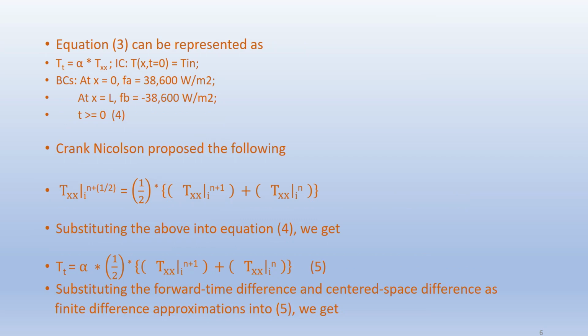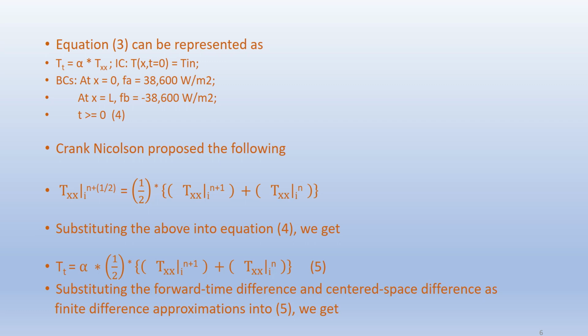Equation 3 can be represented as Tt equals alpha times Txx. Initial condition: T at x, t equals 0 equals Tin. Boundary conditions: at x equals 0, Fa equals 38,600 watts per meter square. At x equals L, Fb equals minus 38,600 watts per meter square, and t is greater than or equal to 0.